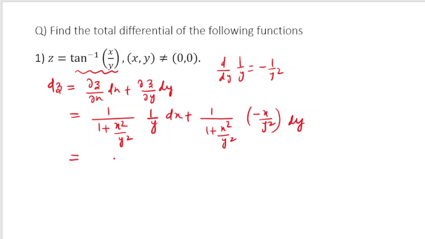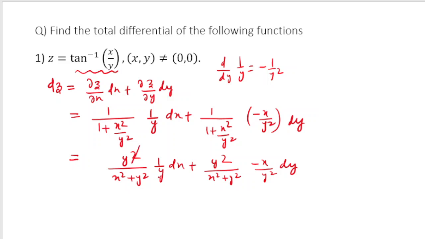So it can be simplified. I can write y square by x square plus y square into 1 by y dx plus y square by x square plus y square minus x by y square dy. So this y and this y is cancelled. This y square here and this y square here is cancelled. So what will I get from this? I will get y dx, and from the second term, I will get minus x dy, and the whole thing by x square plus y square.